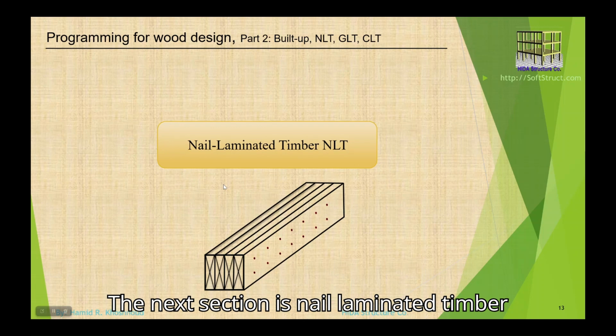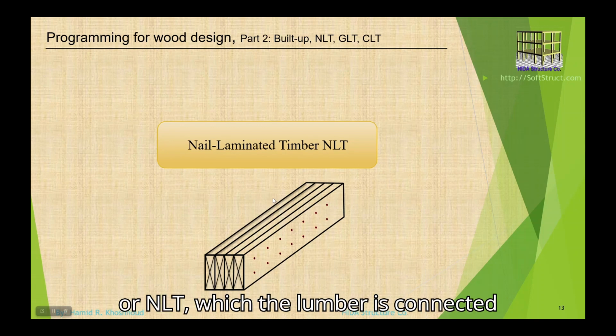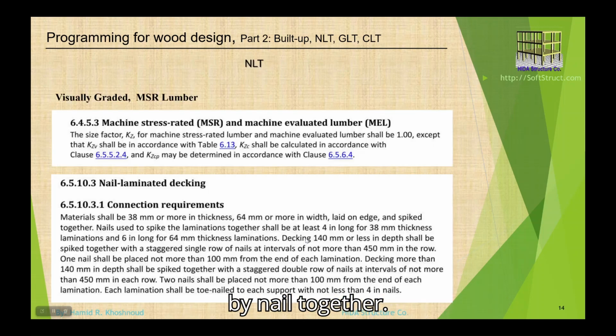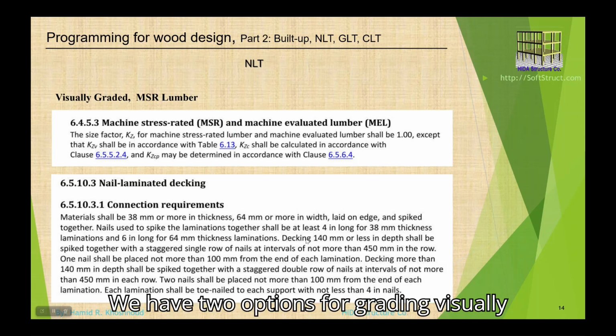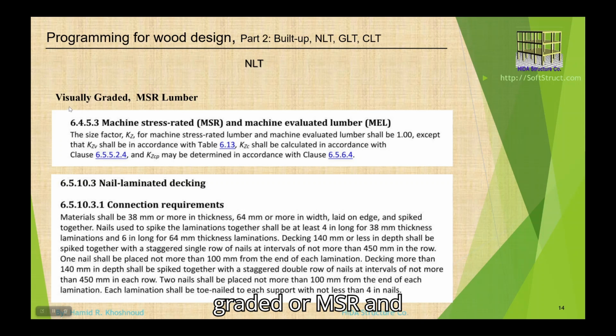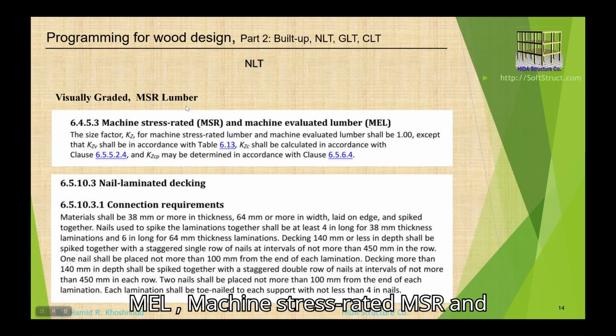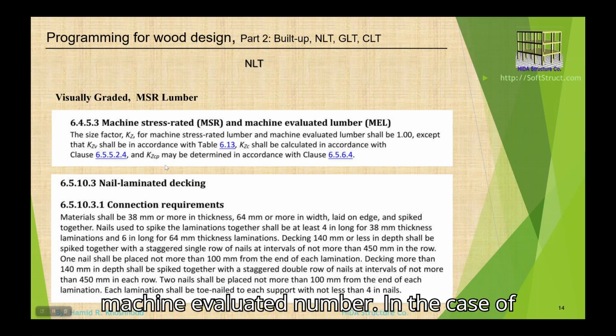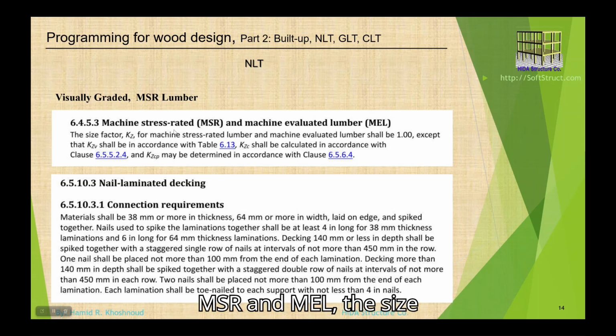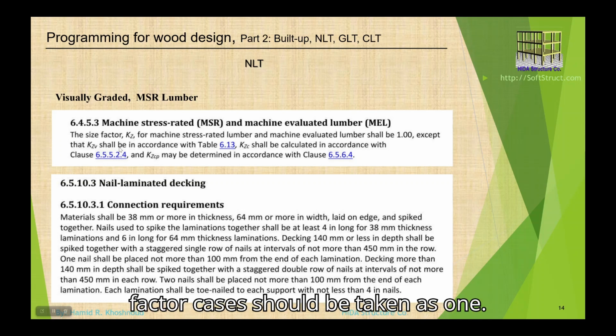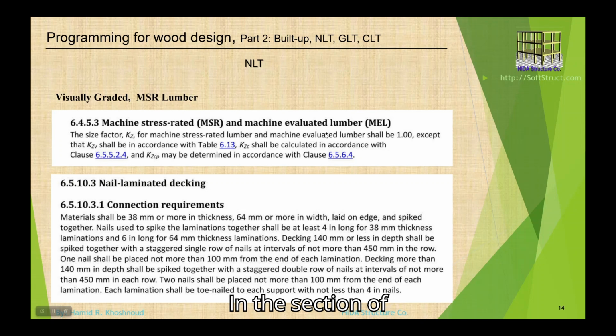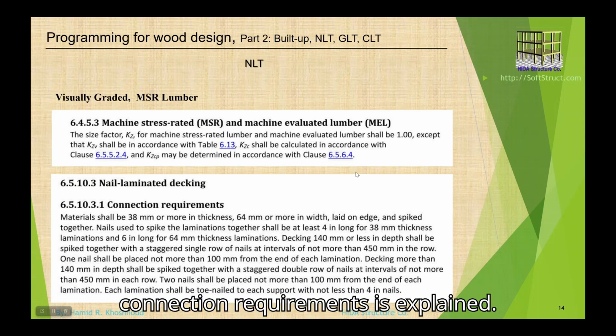The next section is nail-laminated timber, or NLT, in which the lumber is connected together by nails. We have two options for grading: visually graded, or MSR and MEL, machine stress rated and machine evaluated lumber. In the case of MSR and MEL, the size factor Kz should be taken as 1. In section 6.5.10.3.1, the connection requirements are explained.